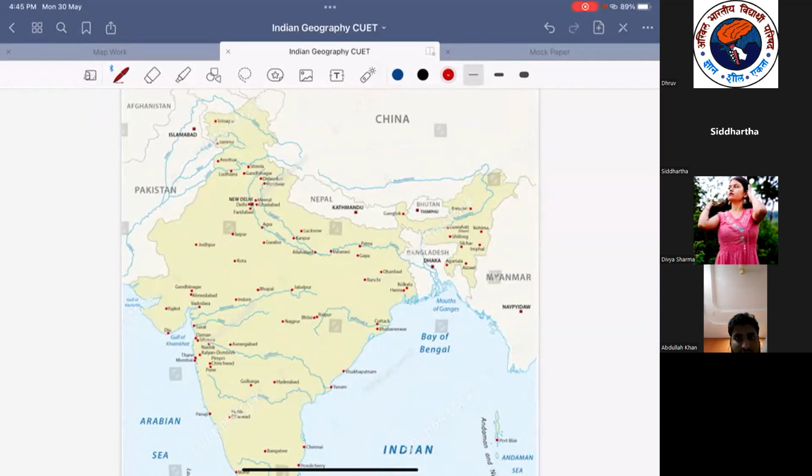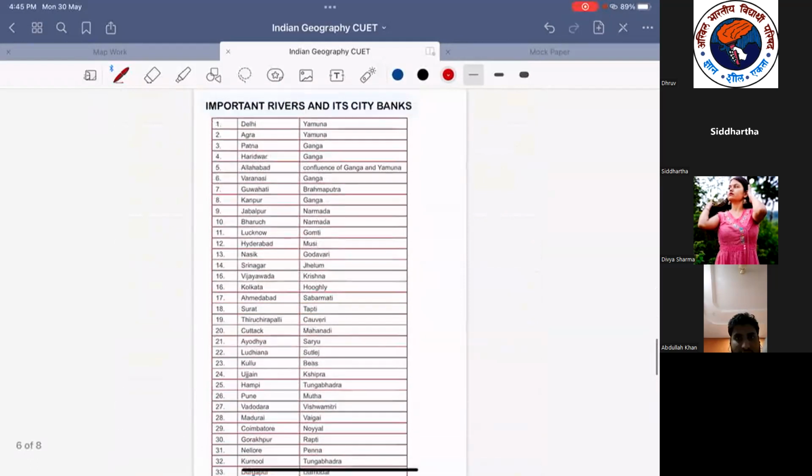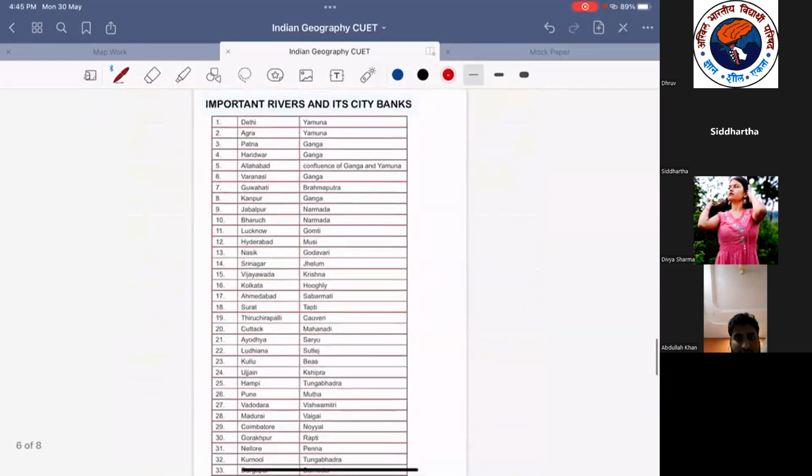So starting with, see, rivers, banks. Must say Citibank is very important.